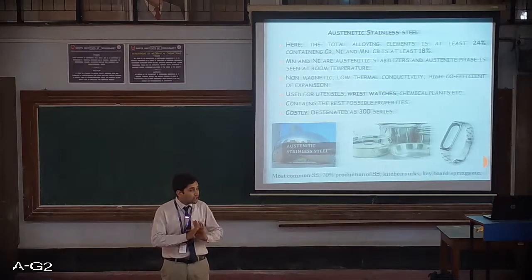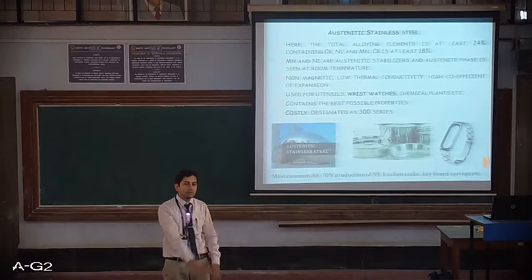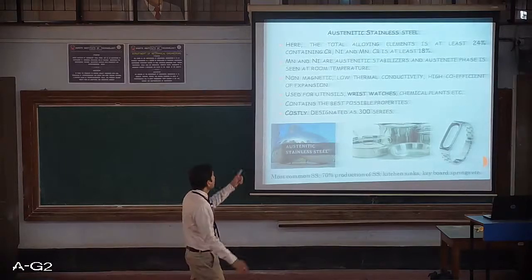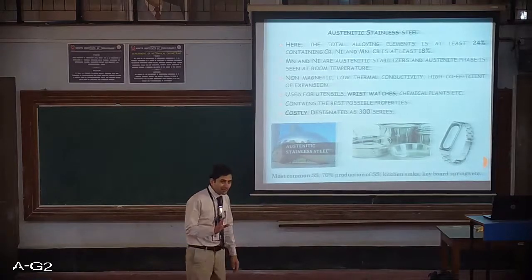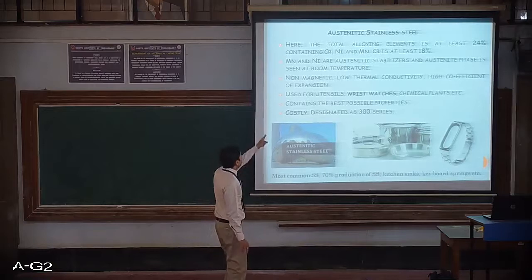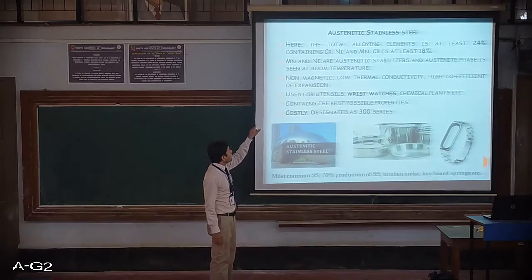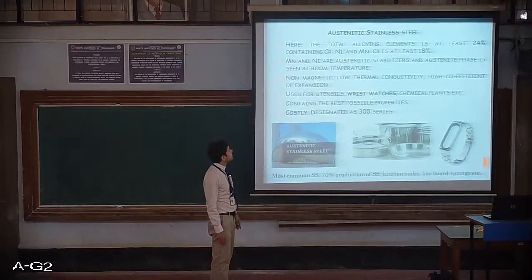However, austenite is never stable at room temperature. Why? It becomes stable because of the addition of elements, that is nickel and manganese. Here the chromium percent is at least 18%, and along with that manganese and nickel should be there. Then as I said, in the second line you can read, manganese and nickel are austenite stabilizers and austenite phase is seen at room temperature. That is the reason why they show austenite phase at room temperature.